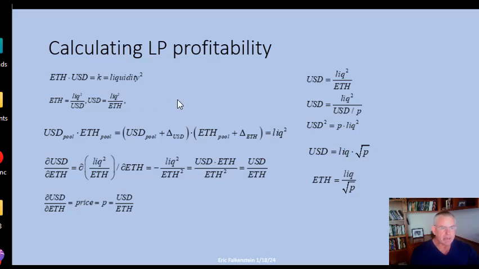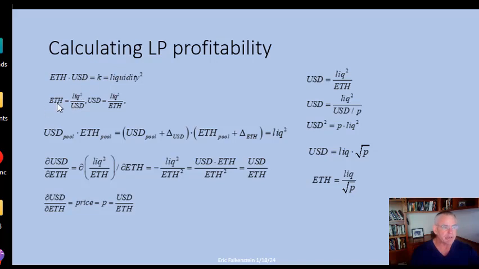First primitives on AMMs. How do we calculate this? The constant product AMM: it's all off this one simple equation. Token 1, here ETH, times token 2, here USD, equals a constant. We'll call this constant liquidity squared. And it's called liquidity because, I'll show you.